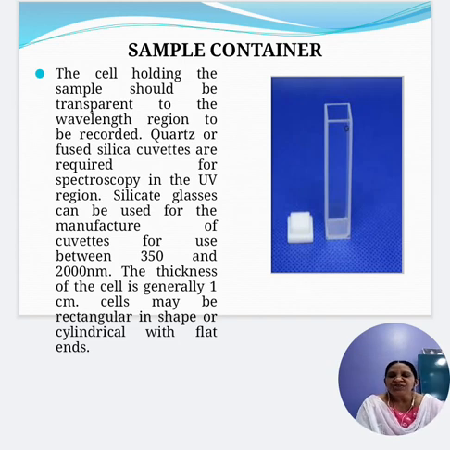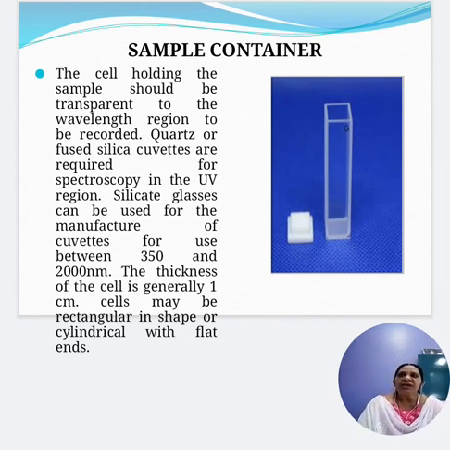The thickness of the cell is generally 1 centimeter, and cells may be rectangular in shape or cylindrical with flat ends. You can see the structure of the cell here in the picture: a cylindrical cell with a flat bottom. So these are the different types of sample cells or sample containers where you hold the sample.